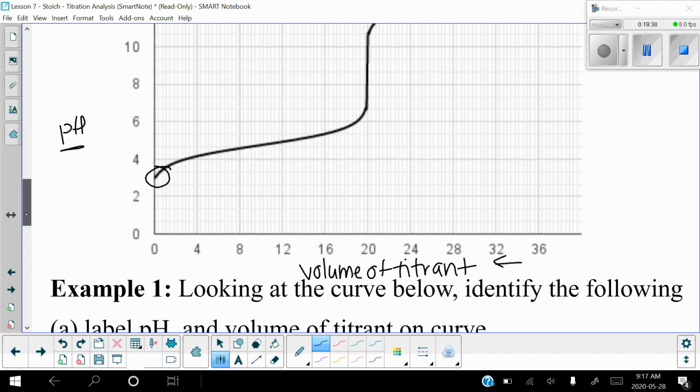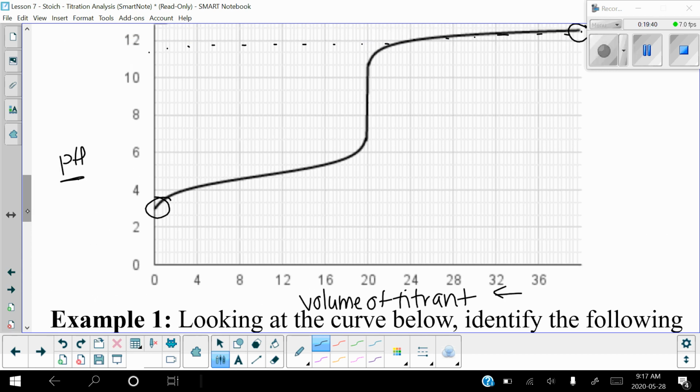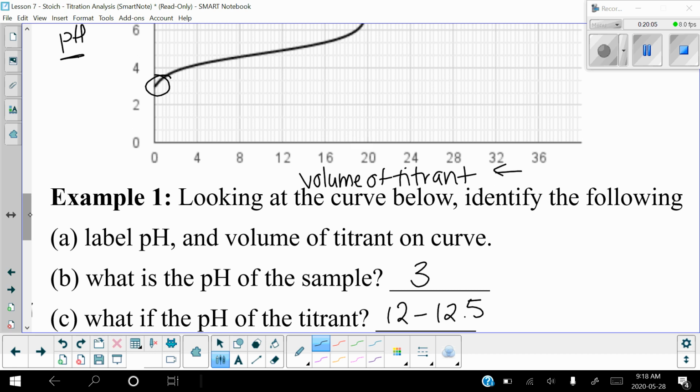Label the equivalency point. The equivalency point is going to be right here in the middle of your inflection point. So find that there, and I label it my equivalency point. Okay, and then lastly, what is the pH of the equivalency point? So I'm going to read across. I think it's about approximately 8.5, almost 9.